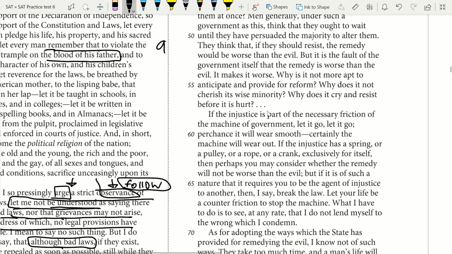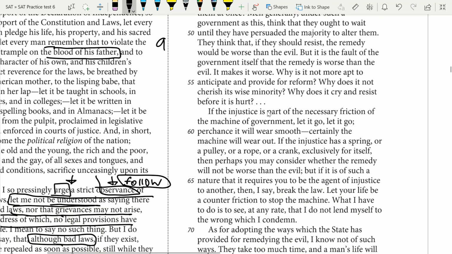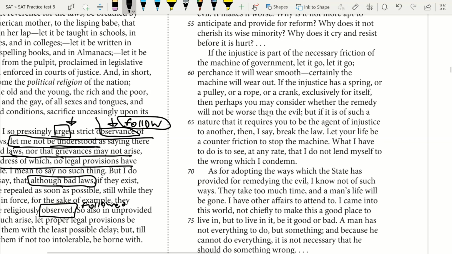Why does it not cherish its wise minority? Why does it cry and resist before it is hurt? If the injustice is part of the necessary friction of the machine of government, let it go, let it go. Perchance it will wear smooth, certainly the machine will wear out. If the injustice has a spring or a pulley or a rope or a crank exclusively for itself, then perhaps you may consider whether the remedy will not be worse than the evil. But if it is of such a nature that it requires you to be the agent of injustice to another, then I say break the law. Let your life be a counter friction to stop the machine.